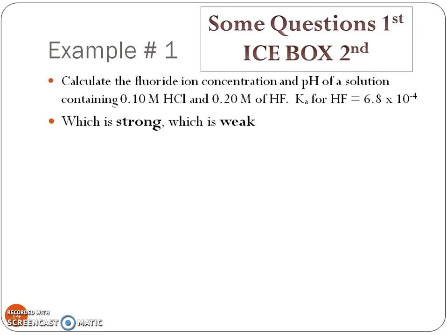In this case, they're both acids. Well, one better be strong and one better be weak. So hopefully you figured out that HCl is your strong guy and HF is your weak guy. If you didn't, notice this. They give you a Ka for HF. So that must be your weak guy and the other guy must be strong. So there you go, strong versus weak.